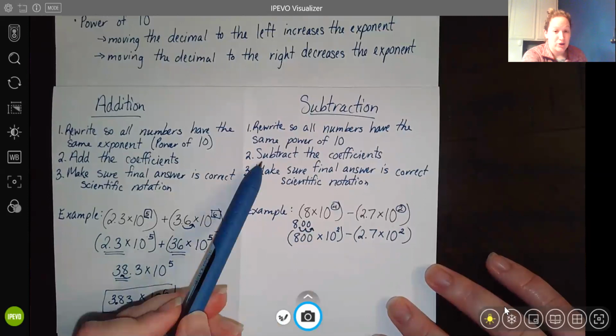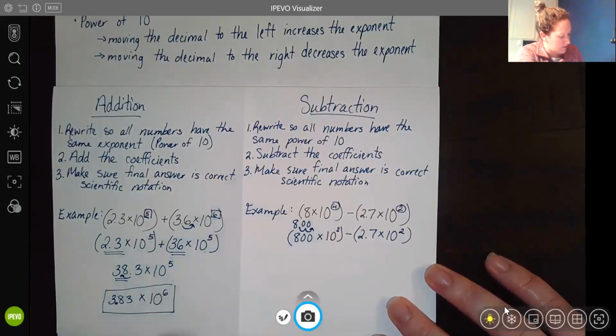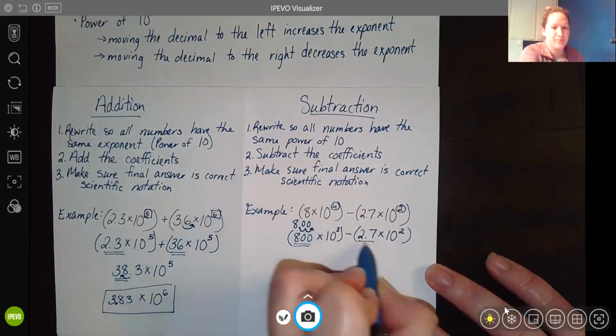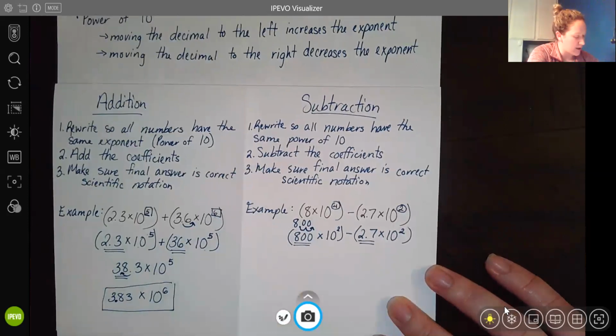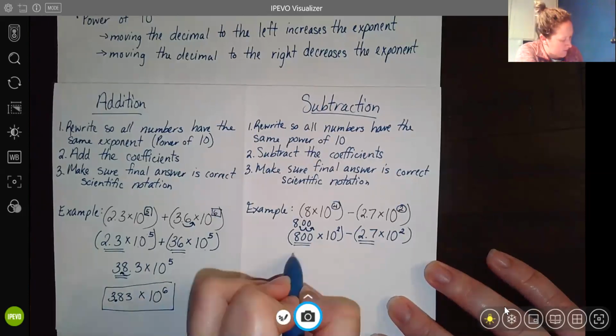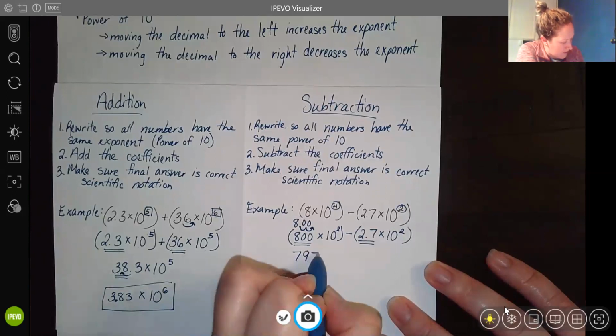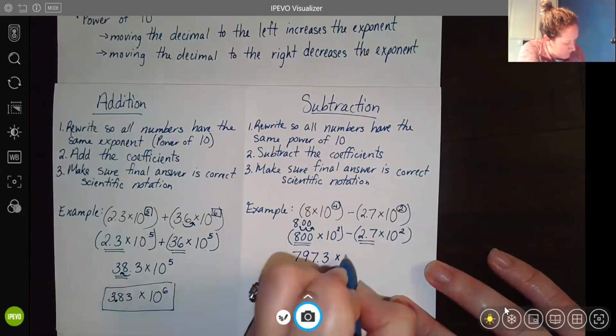I'm doing subtraction, so I'm just going to follow this operation here, subtraction, and subtract my 2 coefficients. So I'm taking 800 and I'm subtracting 2 7/10. And when I do that, again, you would likely use your calculator. That's fine, and you can do that on the test as well. 800 minus 2 7/10 gives me 797 3/10. And then that times 10 to the 2nd power comes along for the ride.